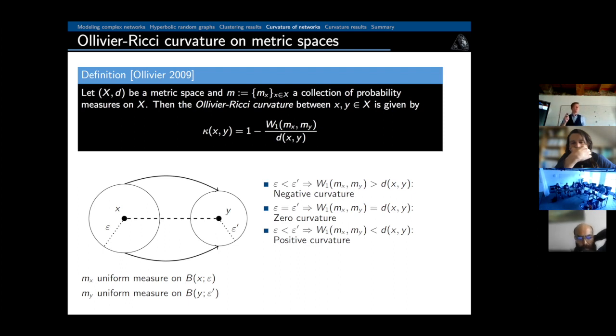How do you connect the ball size to the target distribution around x? Yeah, so what I do in this setup is, for every x, I define an epsilon, and then the probability distribution is just a uniform one on that ball of radius epsilon.